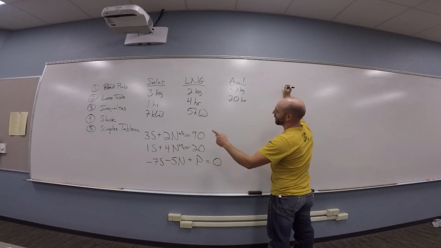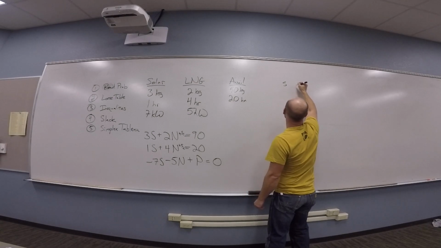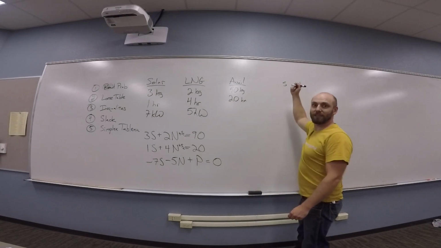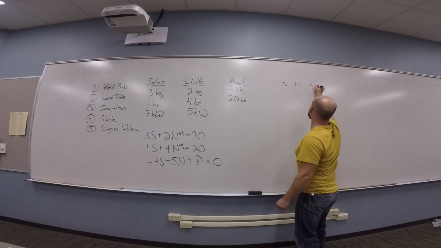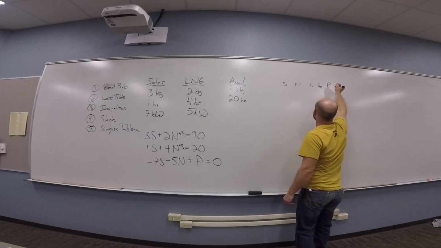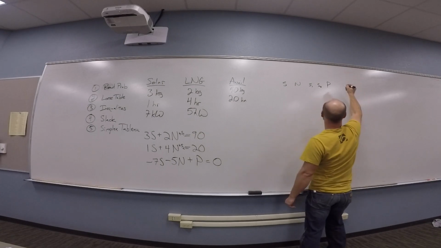Okay, so in your simplex table, you're going to have S's and N's and S1, S2, and P's, and an augmented number.